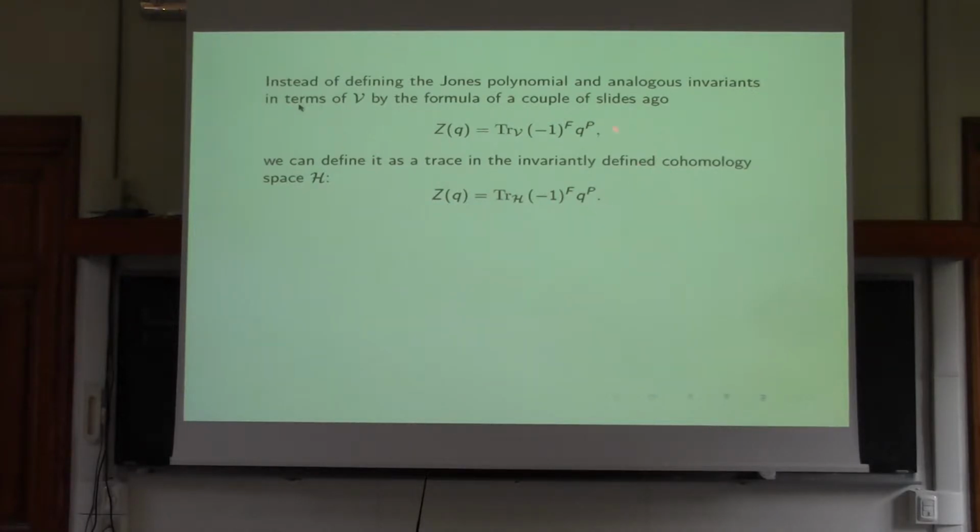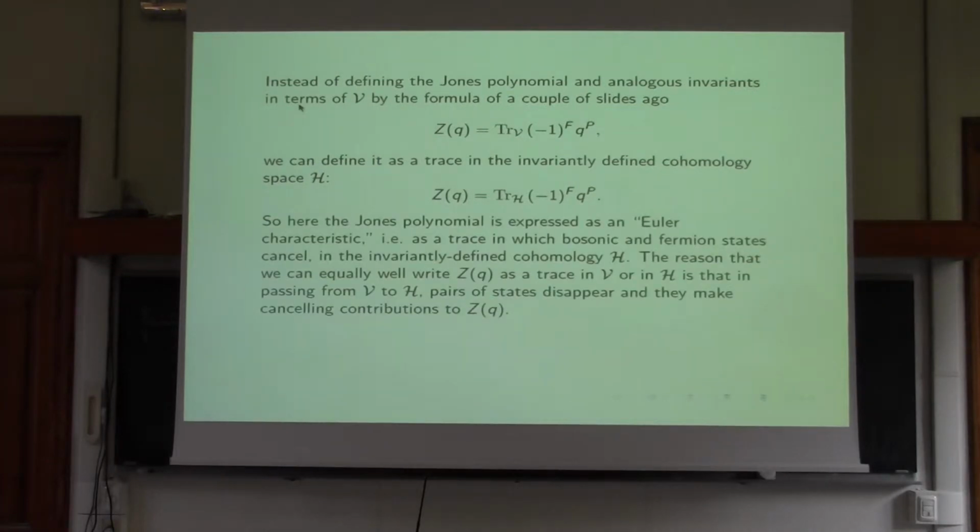Instead of defining the Jones polynomial in terms of V, as we did by a trace, we can define it as a trace in the cohomology. So, the fancy way to say this is that the Jones polynomial is an Euler characteristic, a trace in which bosonic and fermionic states cancel in the cohomology H.